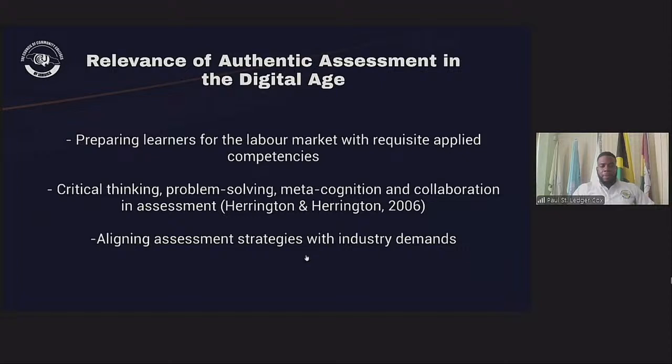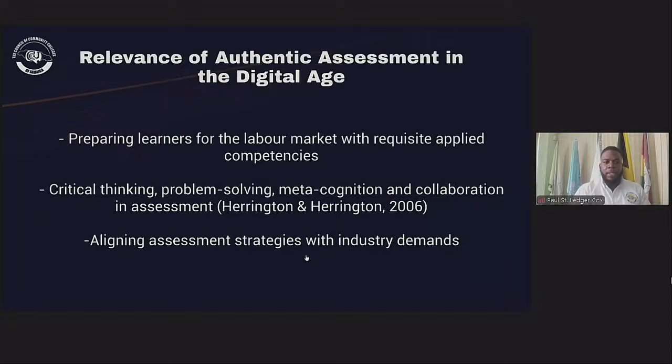Colleagues, authentic assessments are relevant. Colleague Faulkner spent considerable time exploring authentic assessments. We believe that students are better served when they are immersed in producing skills that mirror what they are expected to produce in the labor market. So we want to prepare our learners for the labor market with the requisite applied competencies. Colleagues, we have to get to a point where our students are able to hit the ground running within the labor market, or if they decide to pursue their entrepreneurial skills and mindsets.